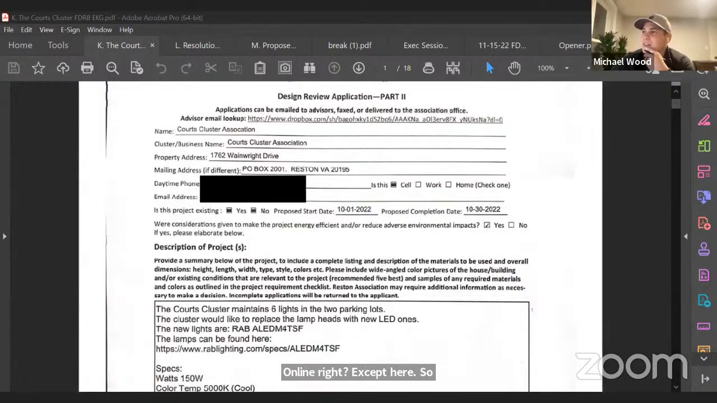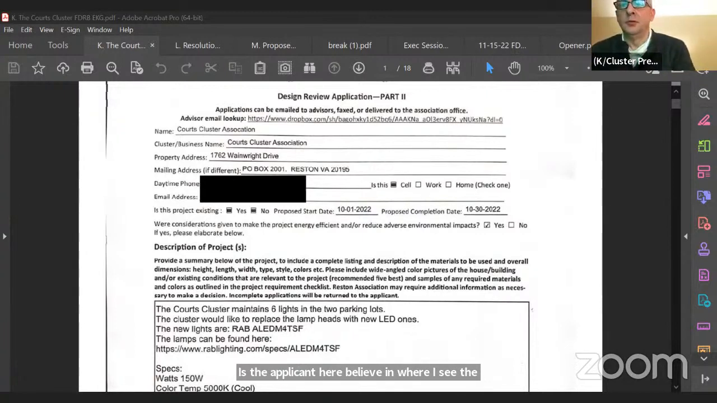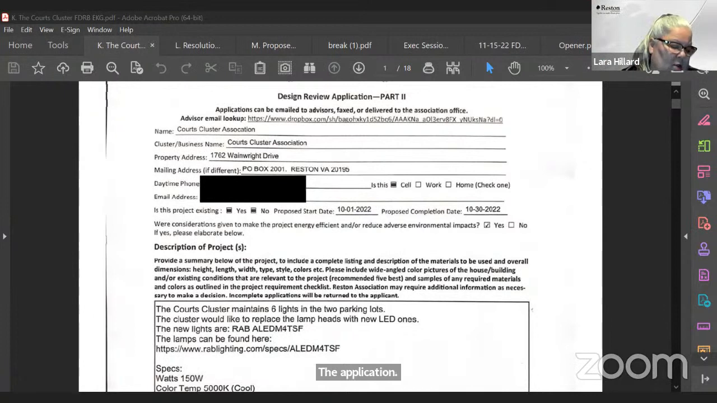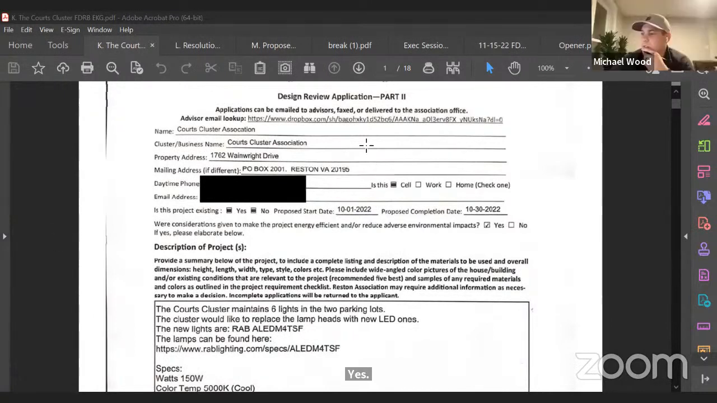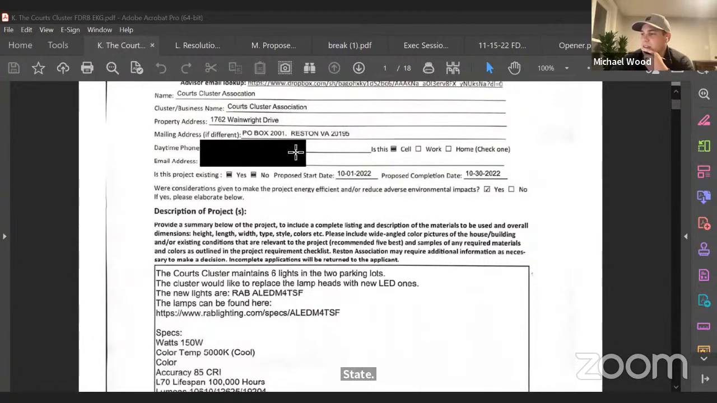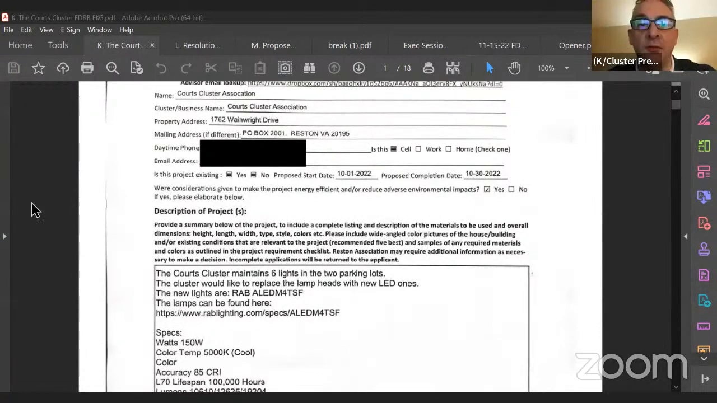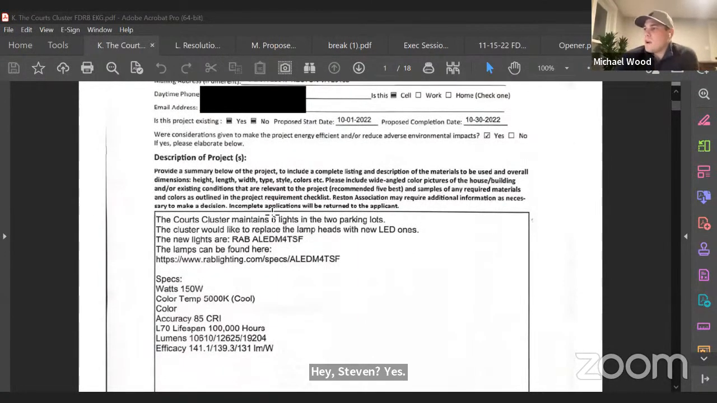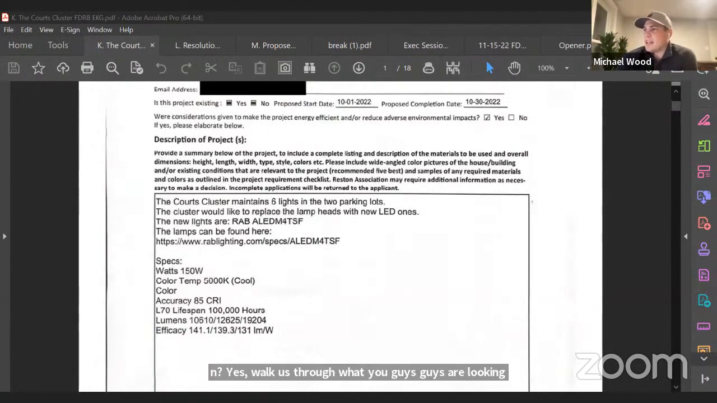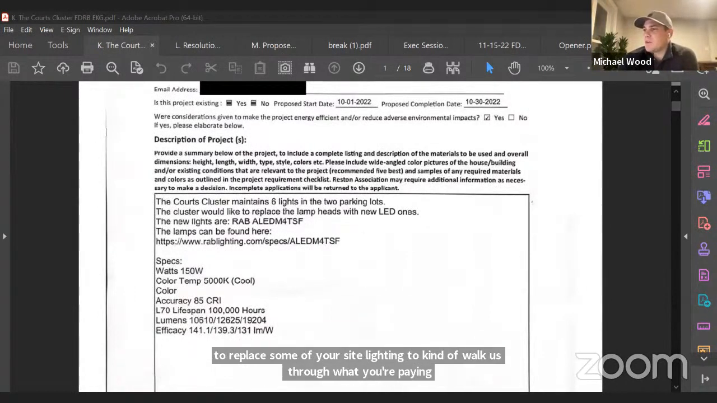Is the applicant here? Yes, the applicant is here. We might want to look at the director, Reston Association, Cam Adams' statement. Okay, well, let's let the applicant present, and then we will hear from any affected parties. So, hi, I'm Stephen White. Can you hear me? Yes, walk us through what you're looking to replace of your site lighting. You could walk us through what you're picking and what's going on.